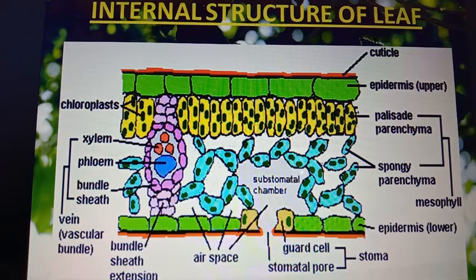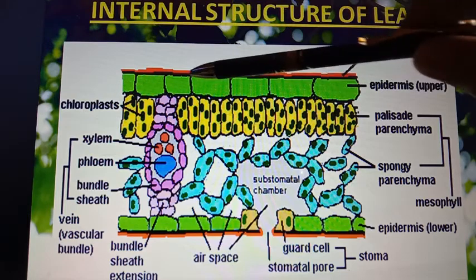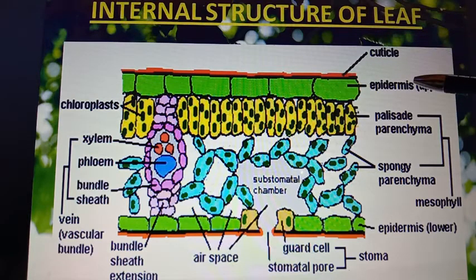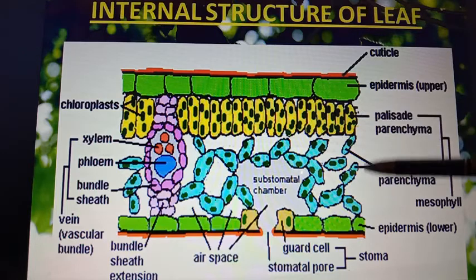So if we will revise the structure of the leaf again, it consists of a waxy cuticle at the surface of the leaf. Then the upper epidermis, it is a single layer of cells having thick cell walls. Down the upper epidermis, there are mesophyll layers. It is divided into two layers. One is palisade, one is spongy.